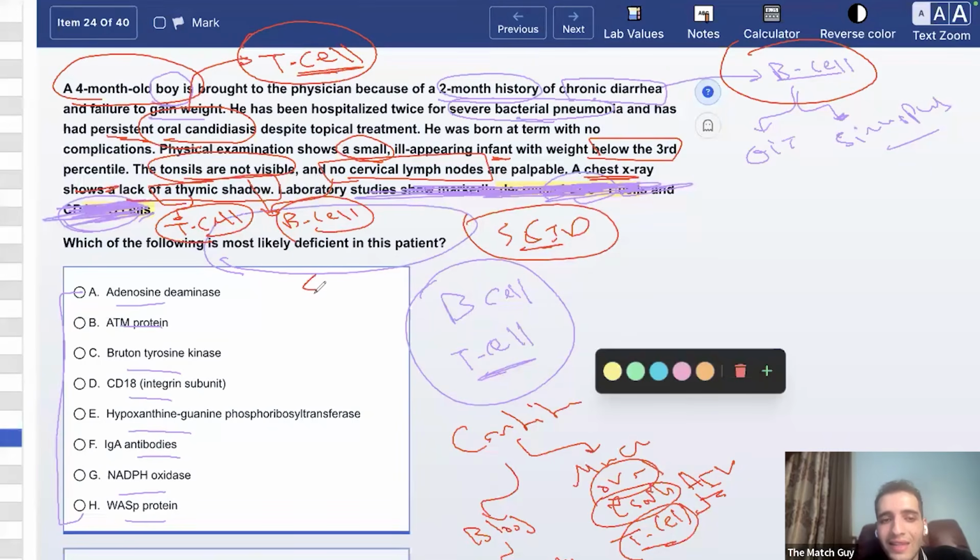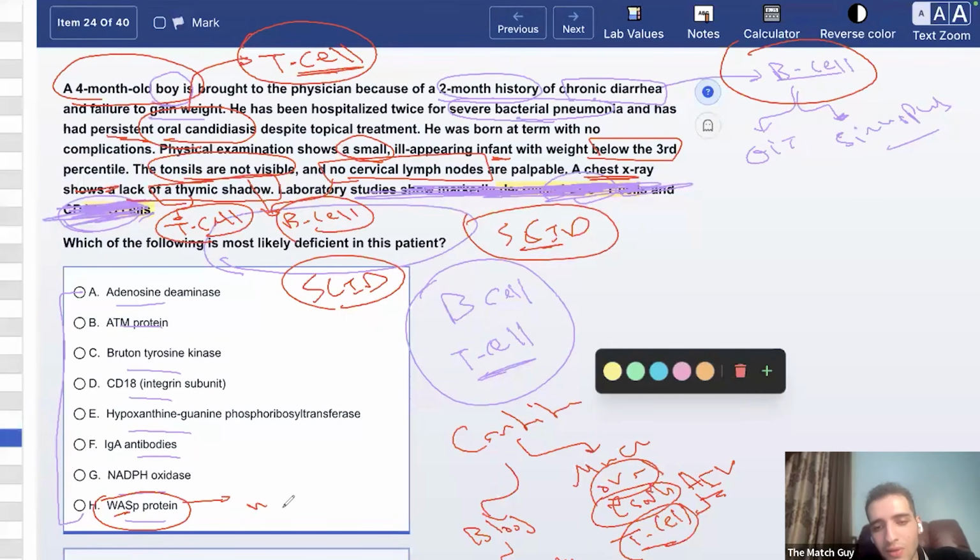So I know this person has SCID. Is it enough to know whether it is SCID or not? No, I will tell you why. Let's read the options from the end to the first. WASP protein. What is this?